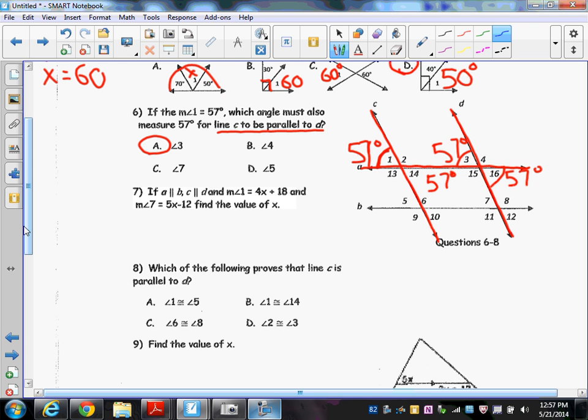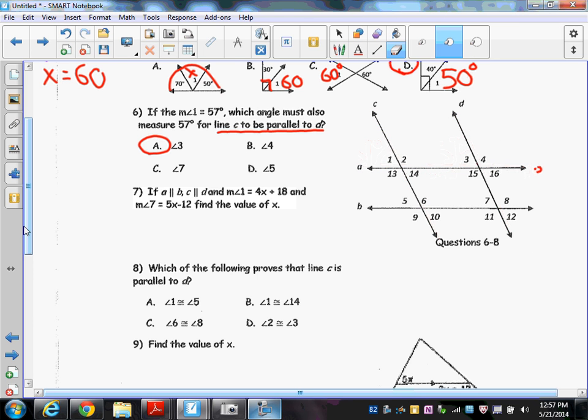For number 7, we're told that both lines are parallel. So A is parallel to B and C is parallel to D. And we're told that angle 1 is 4x plus 18, so I'm going to erase what I have here, and angle 7 is 5x minus 12. I know that these angles need to be congruent. First off, they're both acute, so when we're dealing with parallel lines, the acute angles are going to be equal. But I know 1 and 3 are corresponding, and 3 and 7 are corresponding. That's another way I could show that they're equal.